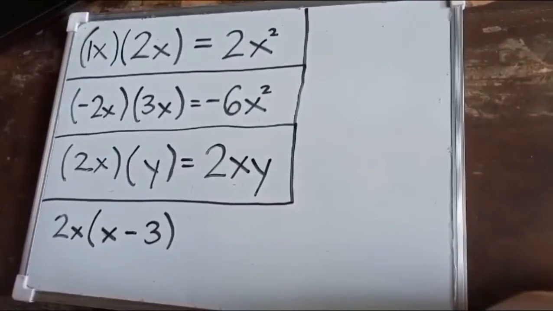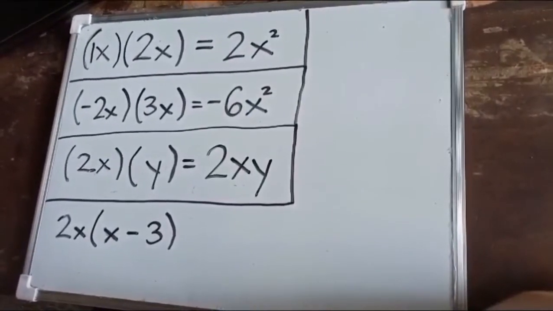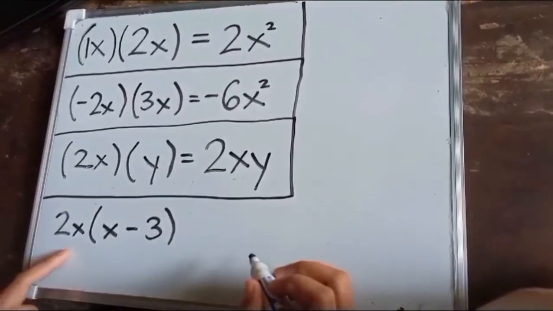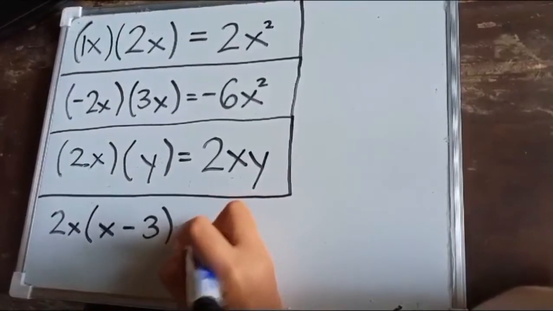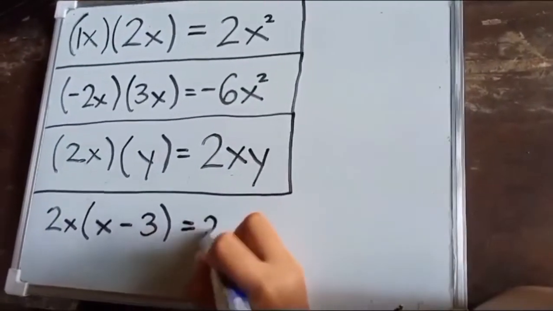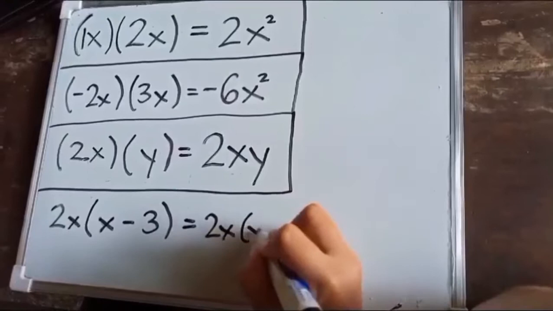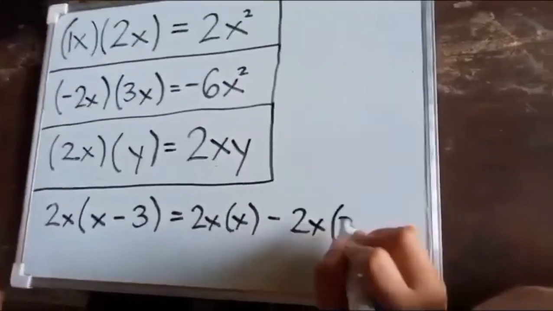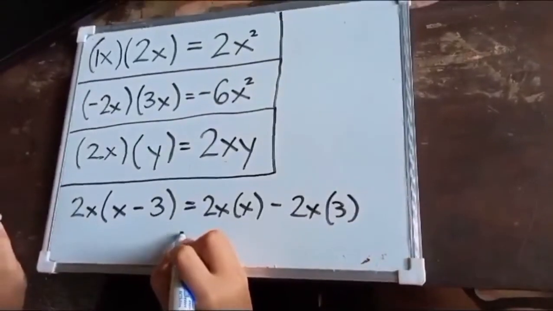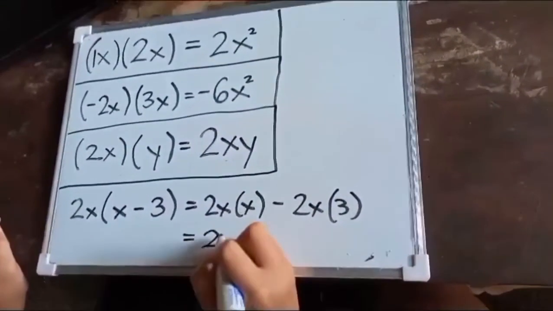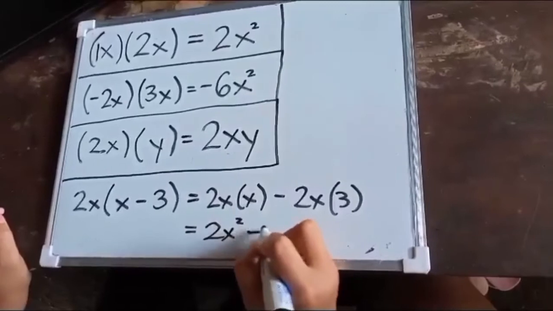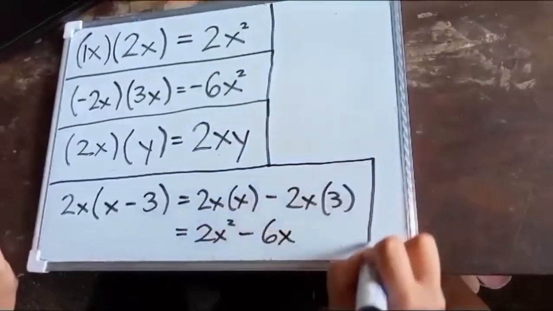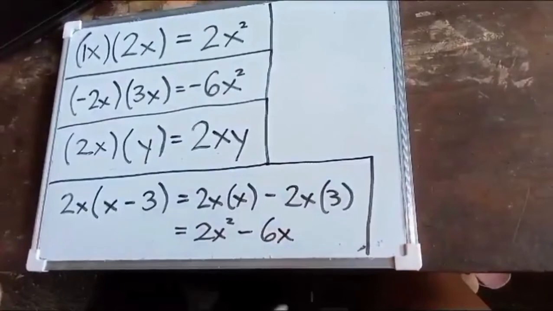Now for the last example, we have 2x times x minus 3. In this one, we have to apply the distributive property. So we will have 2x times x and minus 2x times 3. So multiply the two. We will have 2x squared minus 6x. And the answer is 2x squared minus 6x.